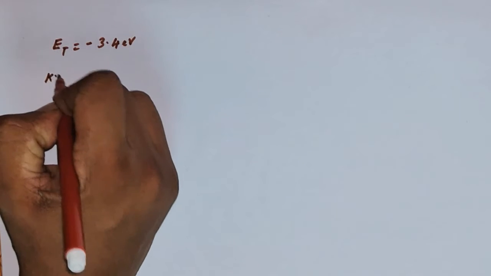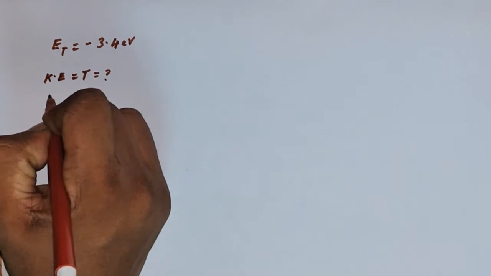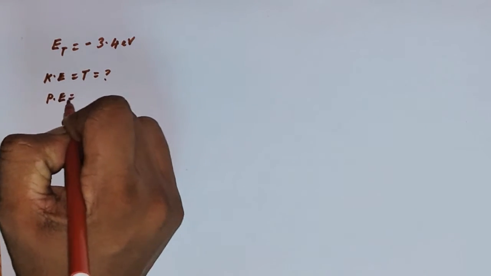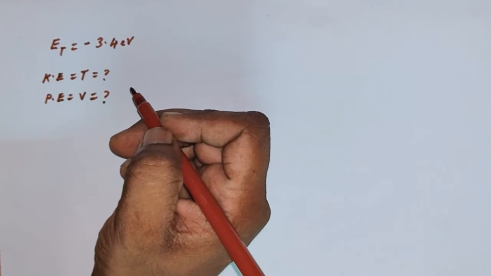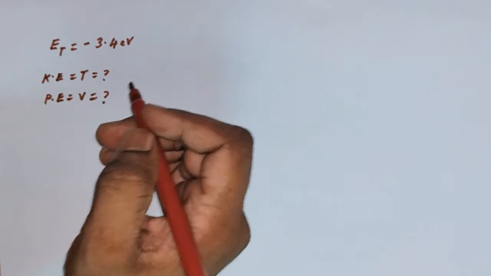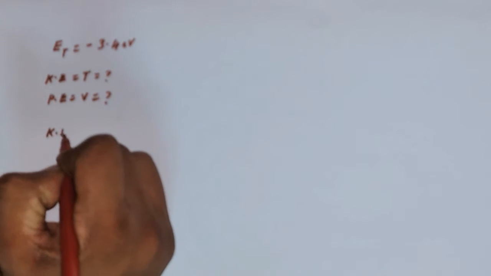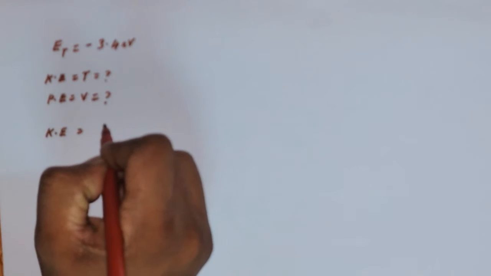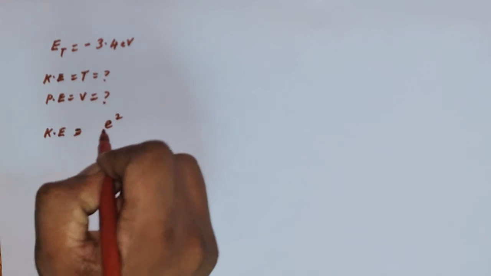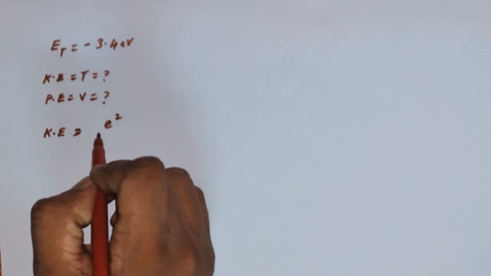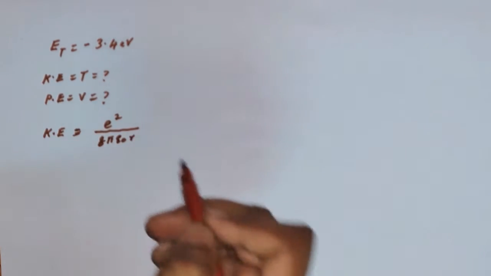What is the kinetic energy? That in general is represented by T. Then potential energy is represented by V. Suppose an electron is revolving around the atom. If you are using the Bohr atomic model and deriving, you will get the kinetic energy equal to e square divided by 8 pi epsilon naught r. This is the kinetic energy.